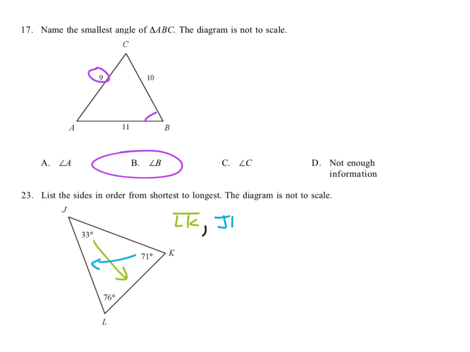So JL is next. And then what's last? Well, 76 is the biggest angle, so it's going to be across from the biggest side. Sorry, I want to use colors that match it. Across from the biggest side. So JK is going to be the biggest side. Done.